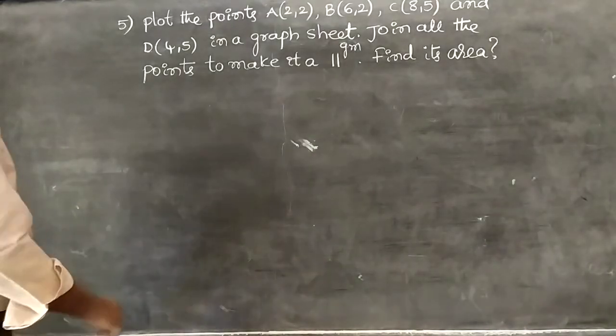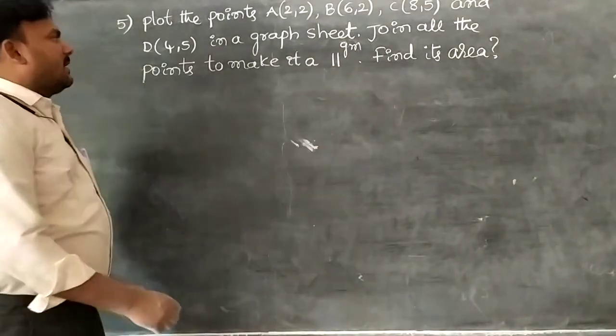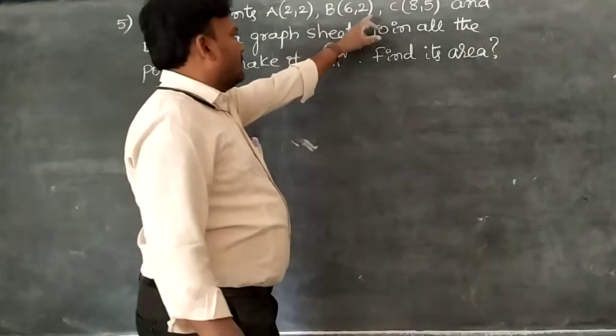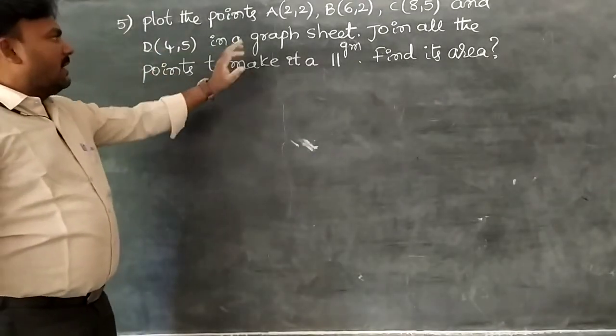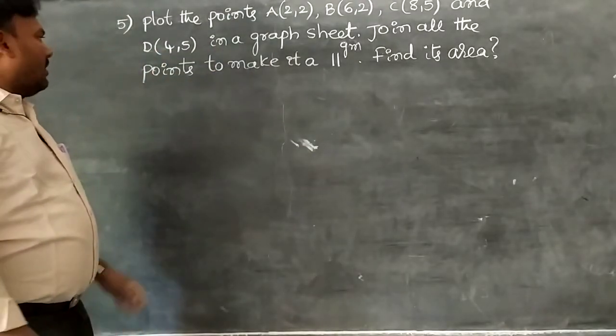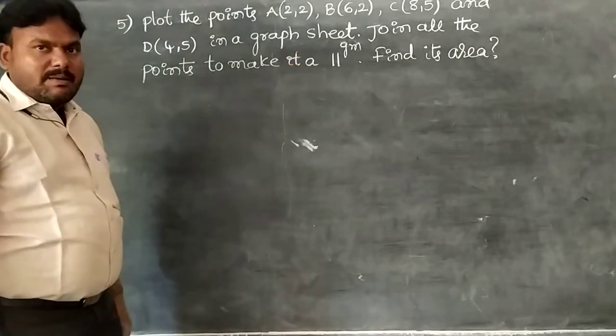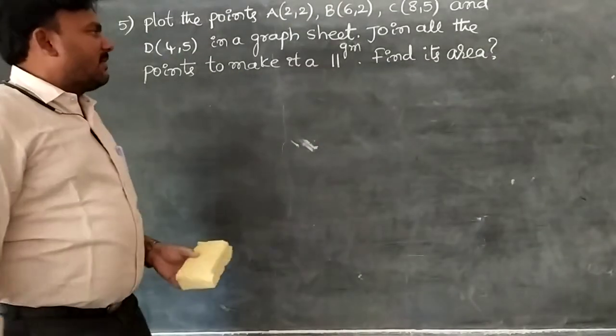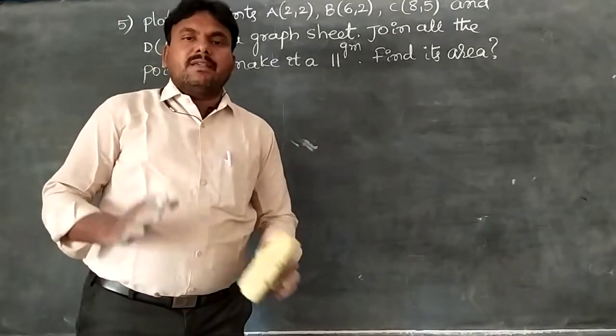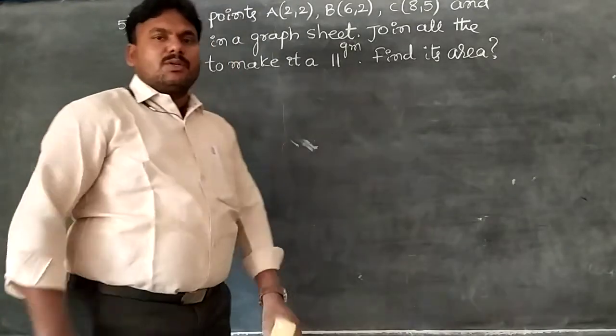Right. Observe the question again, students. Plot the points A (2, 2), B (6, 2), C (8, 5) and D (4, 5) on a graph sheet. Join all the points to make a parallelogram. Find its area. What is the area of a parallelogram formula? Base into height. Base into height.